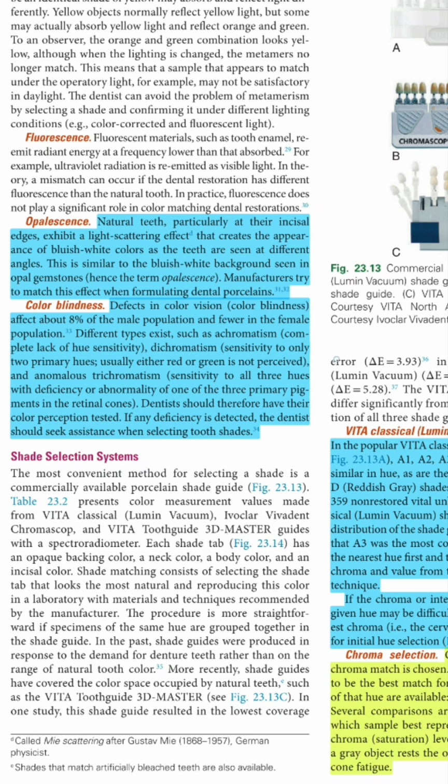Color blindness is a defect in color vision. It is found in males more than females. It has three types. The first one is where we have a complete lack of hue sensitivity. The other type is when there is a lack of specific types of colors, for example, red or green. In the third one, the patient is sensitive to all three hues, but there is some lack of primary pigments in the retinal cones. So the dentist should have their color perception tested. If any deficiency is detected, the dentist should seek assistance when selecting the tooth shades.